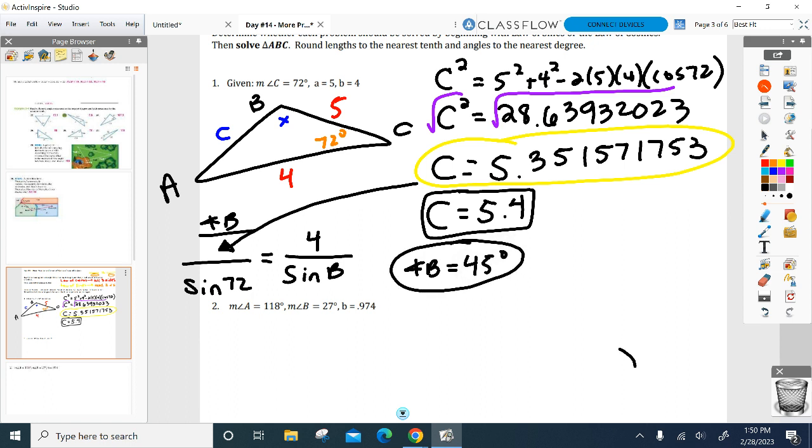And now, do I need to do any law of sines or cosines to find angle A? Nope. I got 2 out of 3 angles in a triangle, 180 minus 72 minus 45. And here we go. That should end up being, what was that one, 63 degrees?